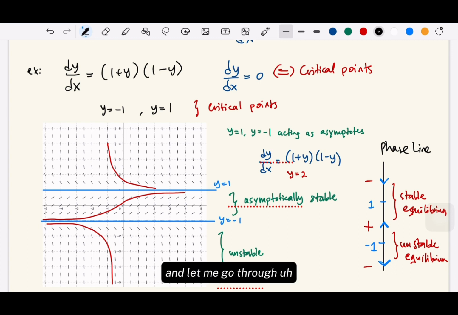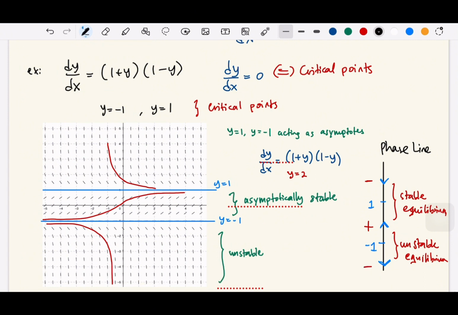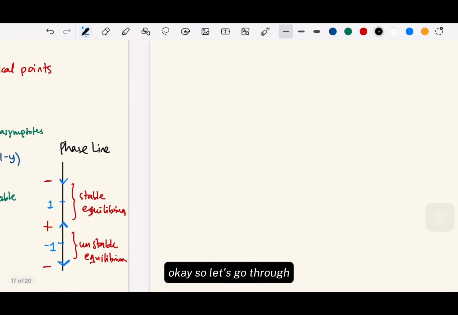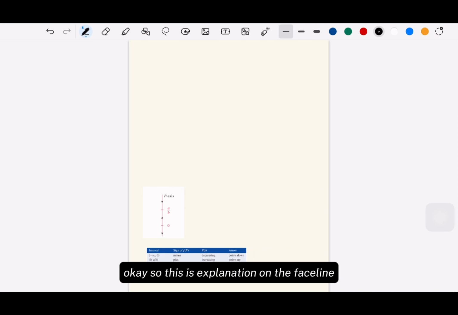And let me go through some description on what the example is trying to say. Okay, so let's go through. So this is the explanation on the phase line.